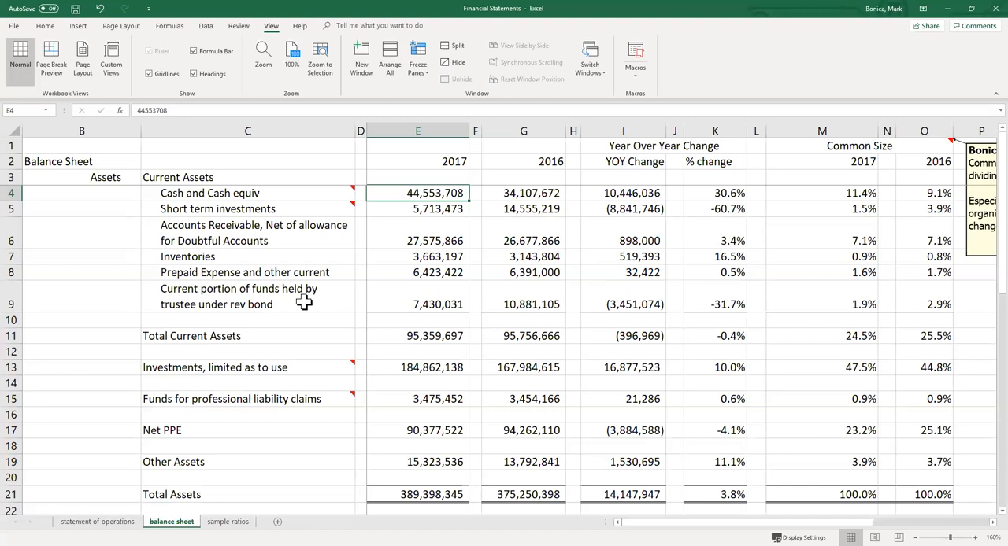But because they're so easy to convert into cash, they are considered a current asset, right? Because you can have access to that spending power within a year, or you expect to be able to have access to it within a year. So cash and cash equivalents and short-term investments are both categorized as current assets.